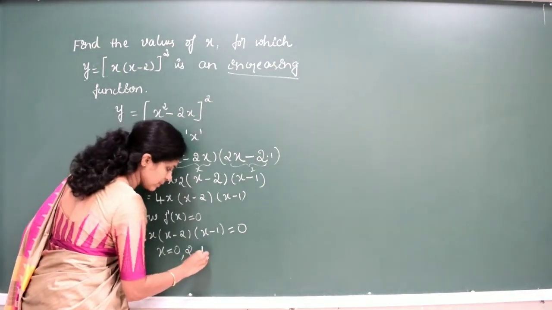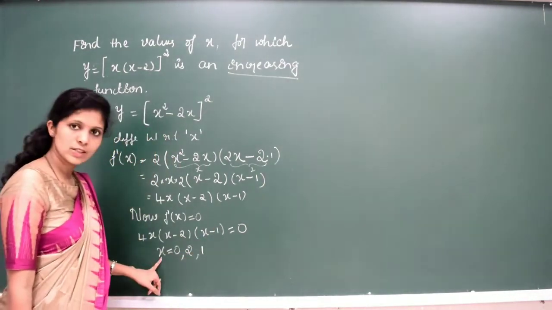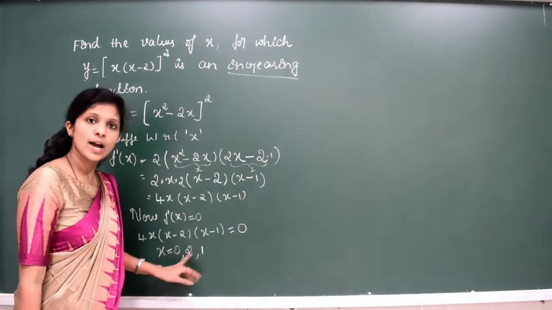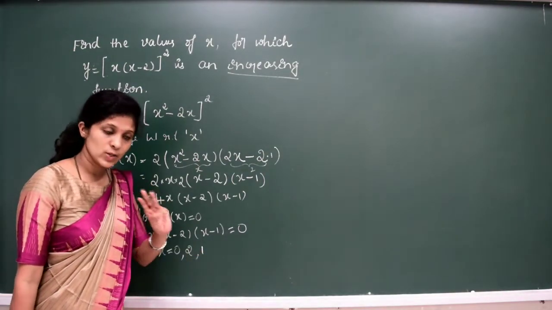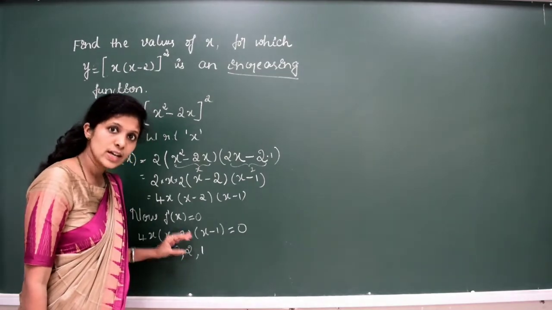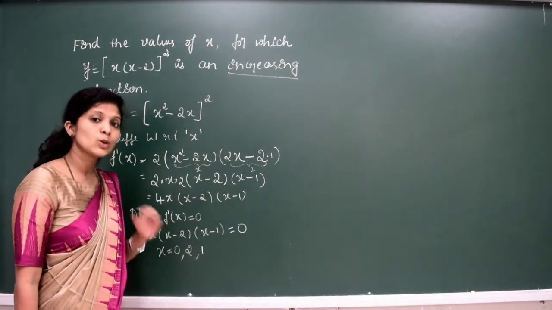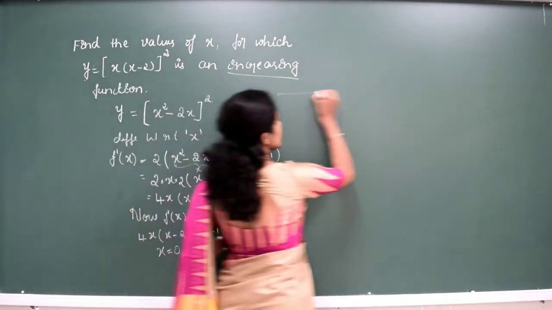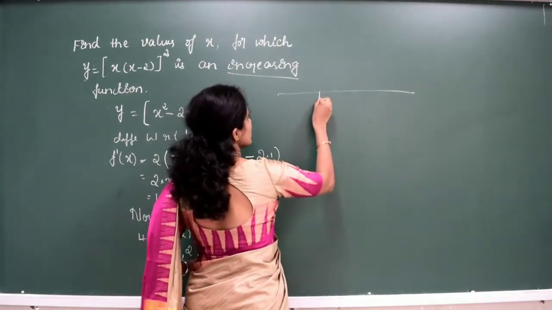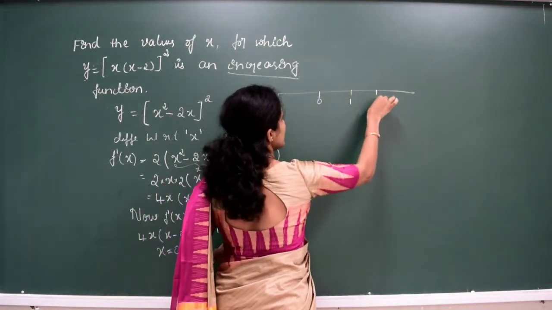So the value of x will be 1. So possible values of x are 0, 2 and 1. So we got 3 values. Obviously these 3 values divide the number line into 4 parts. Is it clear? Here, what are the values? We have 0, 1 and 2.